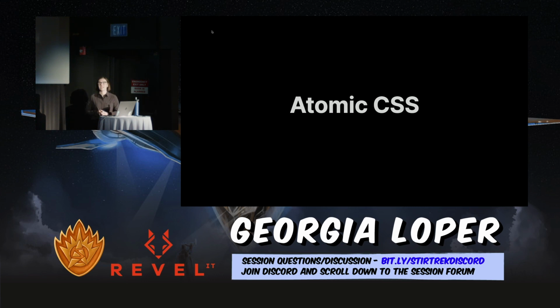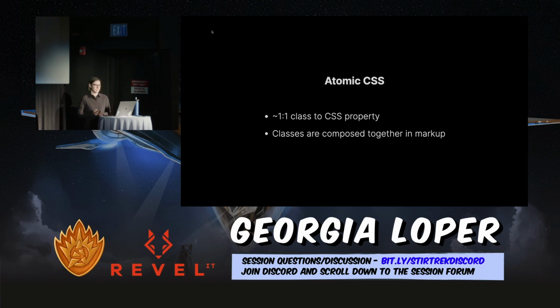All right, let's talk about atomic CSS. Atomic CSS, again, is where one class styles very few, usually one, CSS properties. All these classes are then composed together in your markup instead of just writing more and more CSS. You kind of write all your CSS at once and then just focus on writing your markup.